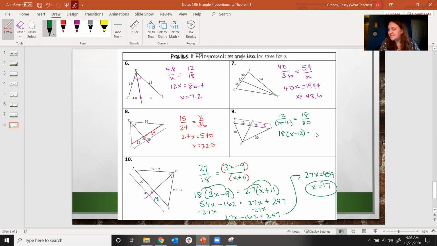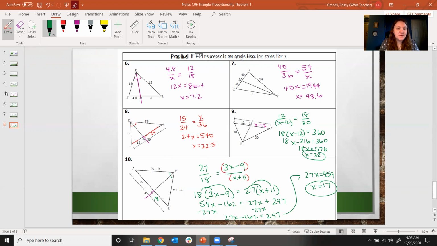Hopefully at this point you know the rest of the steps, but I'm going to do them with you anyway. 360. Distribute the 18. 18 times 12 is 216. Add 216 to both sides. 576. Divide by 18, 32. If you did not set this up this way and you tried to plug this number in to an incorrect proportion, it would not have been equal. So that's a way to check. You can always take your x value and plug it back into your original proportion and make sure that those fractions actually are equal.